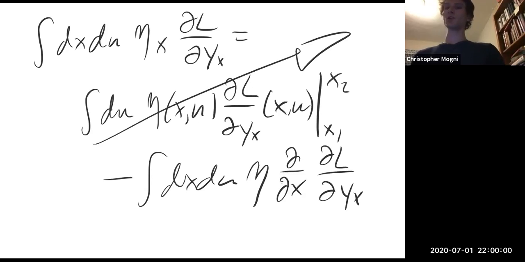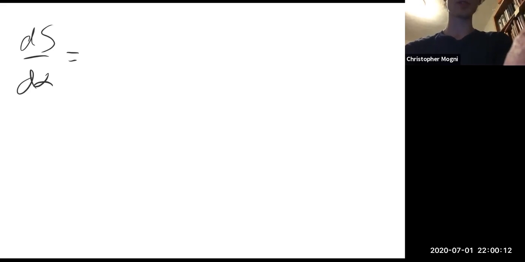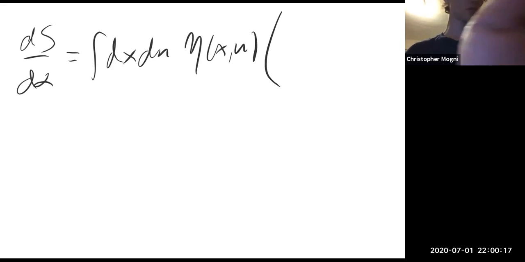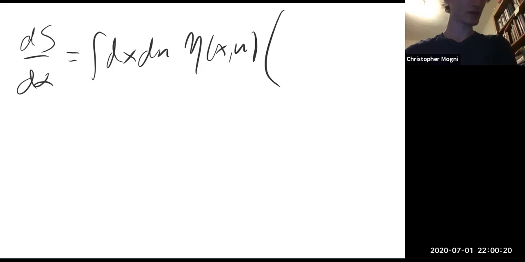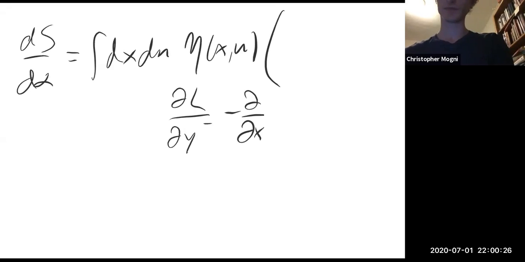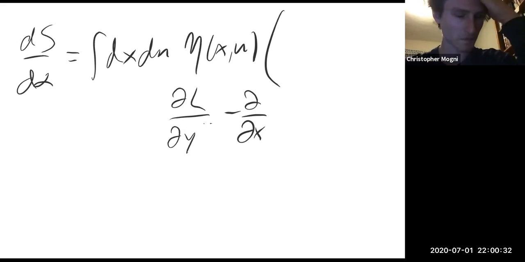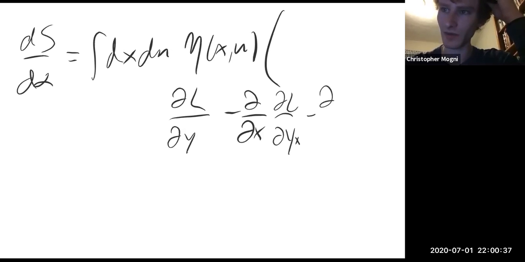You do the same thing for u. Basically transfer the u derivative over through integration by parts. What you're going to get is the following. dS d alpha is going to be equal to the integral dx du of eta of x, u, and that's going to be multiplying the following expression: dL dy minus partial x of dL dy sub x minus partial u of dL dy sub u.